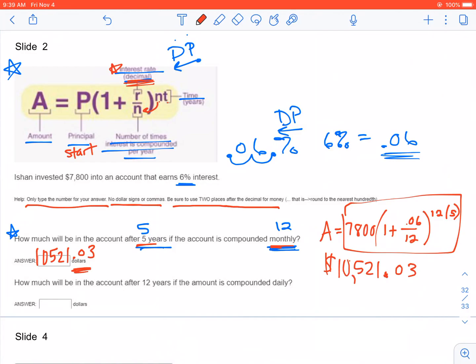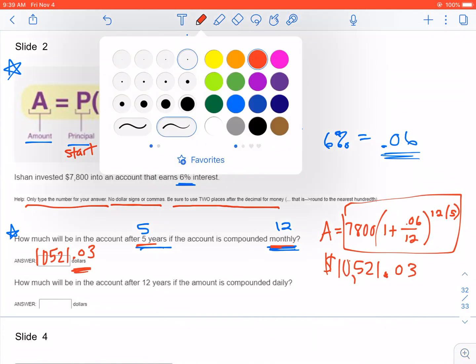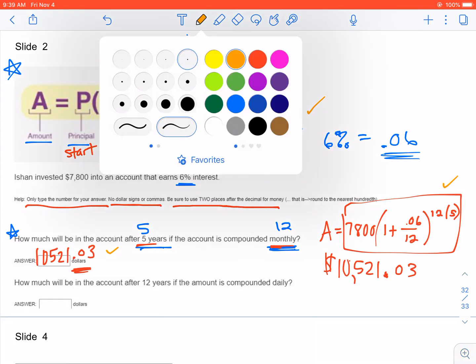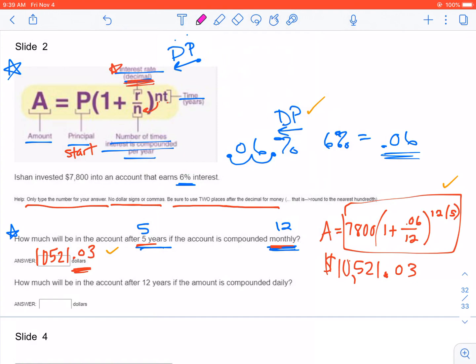So the work that you show for this question to get all of your points whenever we're doing our final exam is you show your decimal to percent conversion, you show your plugging in, and you show your final answer. There's not a lot that you can do with this question because this is simply a typing question. The next one is going to be along the same lines, but this time it says how much will be in the account after 12 years if the amount is compounded daily.